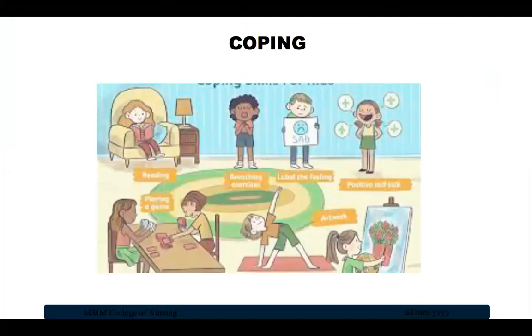So this is the conscious effort to solve personal and interpersonal problems and also seeking to master or minimize or tolerate stress or conflict. So coping in general means all the ways and means which a person uses to manage stress is called as coping.